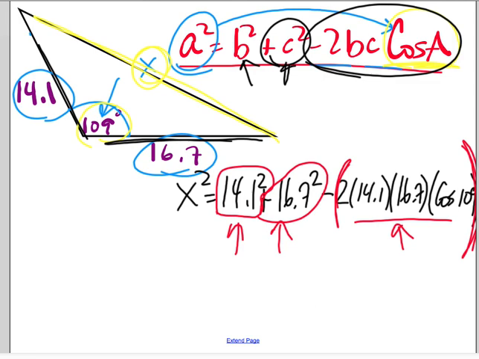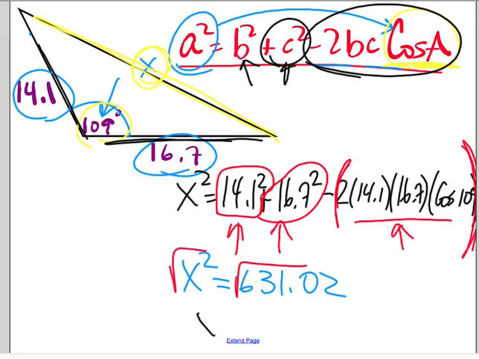If you do that properly, and I want you to try that right now, maybe hit pause on this and see what you get. You'll end up with x squared equals 631.02. All right? And then you would take the square root of that, and so you take the square root of both sides, and you'll get x equals 25.1.